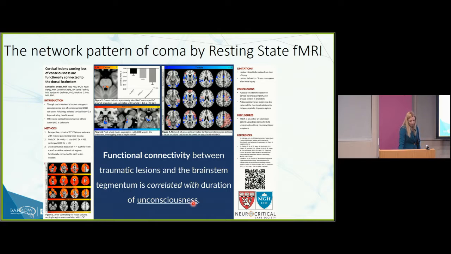This is a study from the same group looking at resting state functional MRI and recovery patterns in those with coma, and it largely replicates what we've heard so far. And really, they're even showing that you can predict the time, how long someone will be in coma using their resting state functional MRI, which is a news flash to me this year.